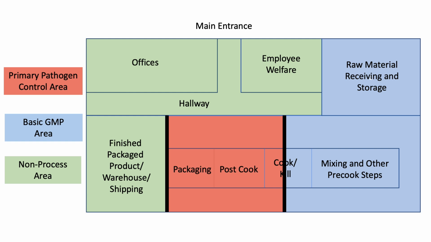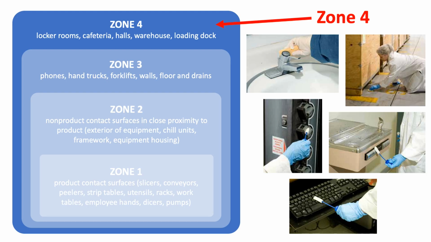In this simplified example, the cook step has an entry point for raw material in one room on one side of the wall, and an exit point for finished product on the other side of the cook step in a different room. The room where cooked product is exposed up to and including packaging is the primary pathogen control area, shown here in red. Within the facility, you will need to further subdivide those individual areas into sampling zones. These are typically designated as sampling zones 1 through 4.